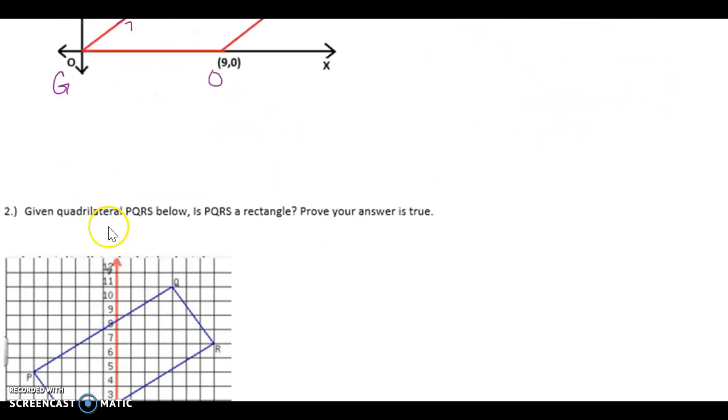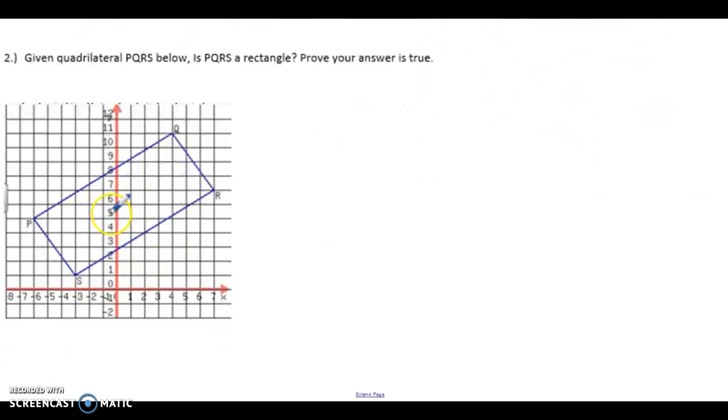Let's go ahead and look at number 2. Number 2 says, given quadrilateral PQRS below, is PQRS a rectangle? Prove your answer is true. So if it were to be a rectangle, then we would know that opposite sides would have to be parallel, and there would have to be right angles.